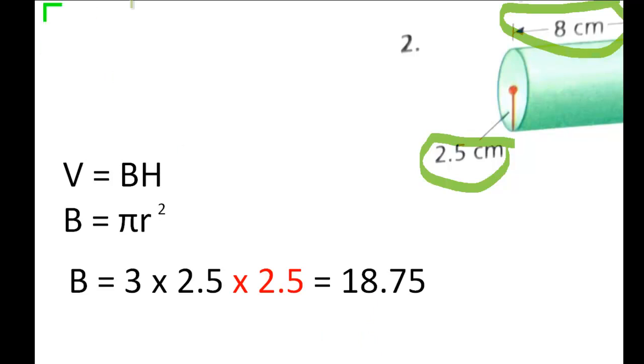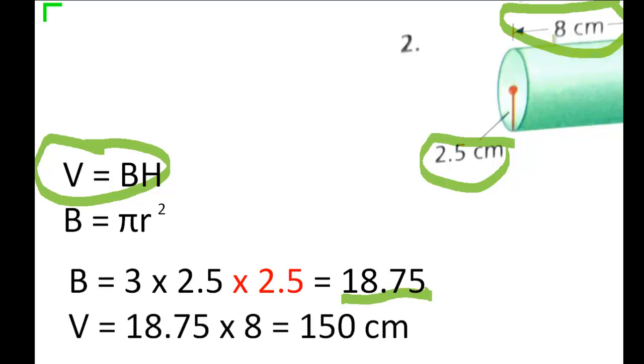Now go back to our rule here. Okay, we have volume of cylinder will equal area of base multiplies height. What is the area of the base here? 18.75, and the height is 8. So 18.75 multiplies 8 will equal 150 centimeter cubed. Why did I put cubed? Because it's a volume.